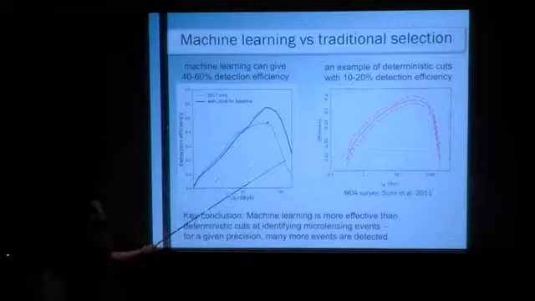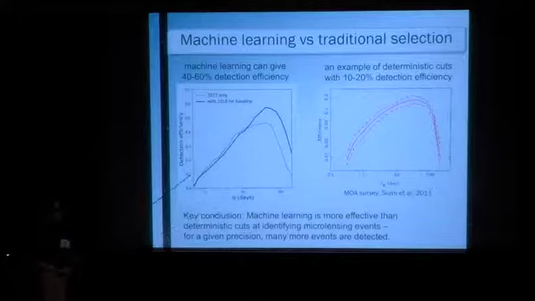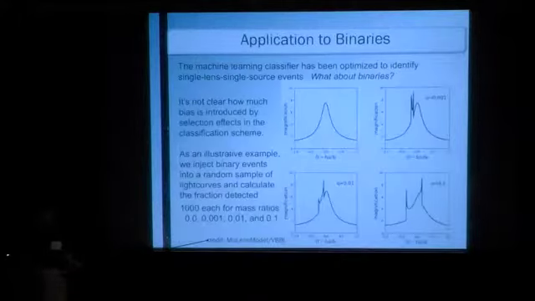And so rather than a 20% detection efficiency, we're getting up much higher, which is key for a statistical mission like WFIRST. You want to have as many events in there as possible, of course.